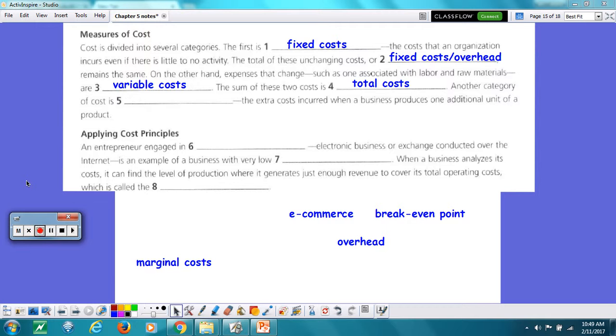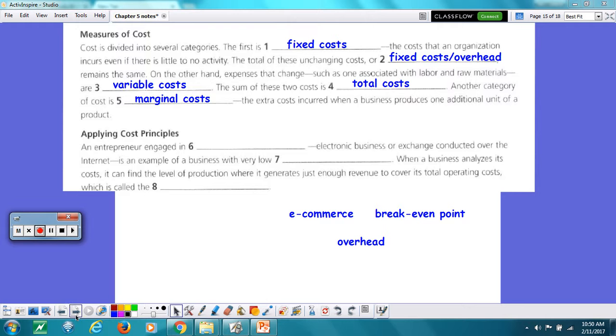Another category of cost is what we call marginal cost. These are the extra costs that are incurred when a business produces one additional unit of a product. So if a company is trying to expand what they're doing, this may lend itself to the fact that they're going to have to budget to produce more.